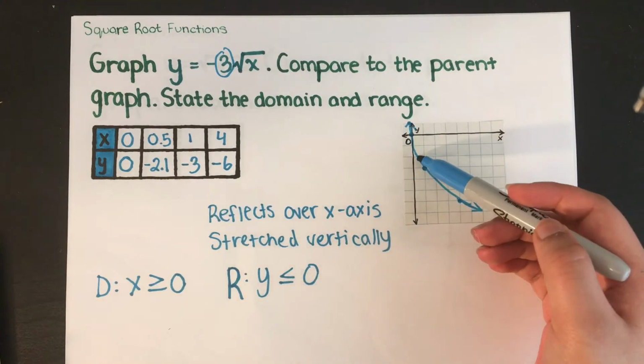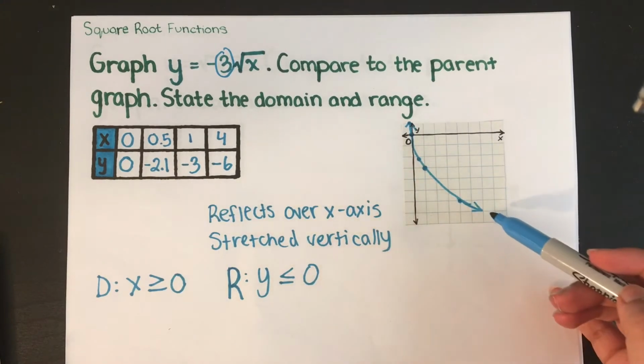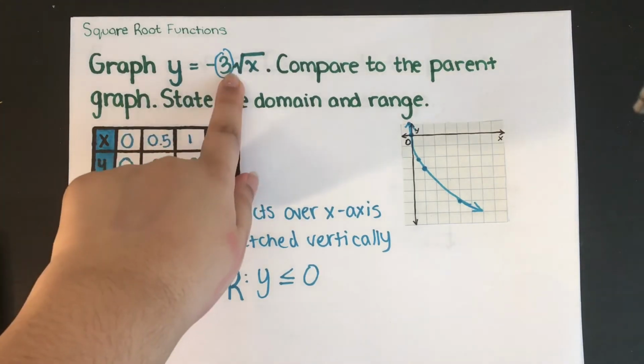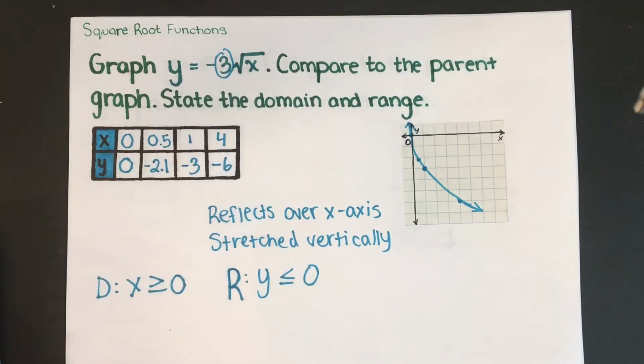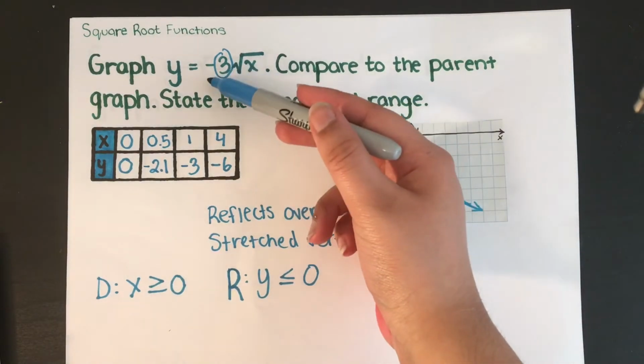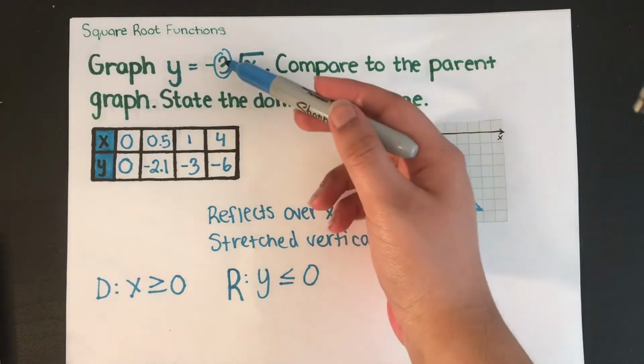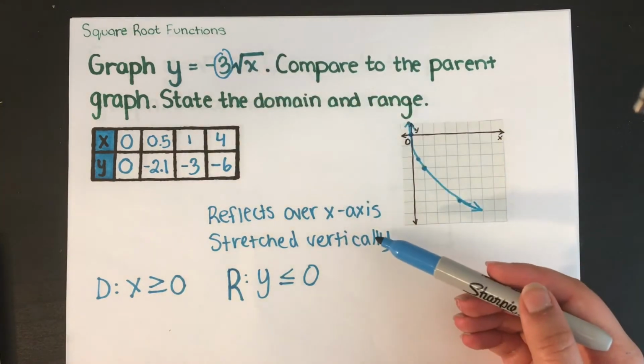And as you can see here, it's been plotted into this line. Now, when you're comparing to a parent graph, the parent graph is f of x is equal to the square root of x. That's like the original graph, and you have to compare it to this graph. So, because it's a negative here, it reflects over the x-axis, and because of the 3, it's been stretched vertically.